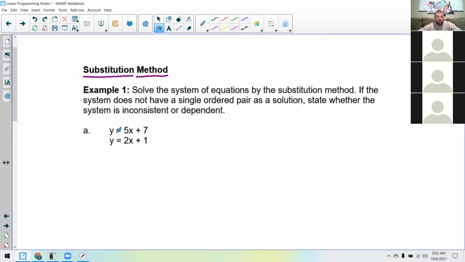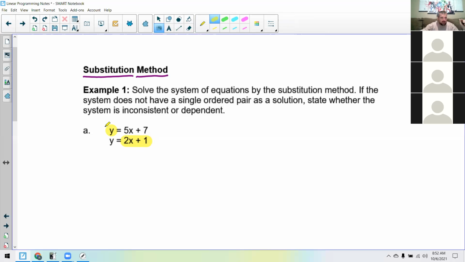So I have an equation y equals 5x plus 7 and y equals 2x plus 1. I can't solve the first equation because there's two variables. I can't solve the second equation because there's two variables. So what I'm going to do is take one of the equations where the variable is solved for, and take what that variable is equal to. In the second equation, I'm telling you y is equal to 2x plus 1. And I'm going to replace the y in the first equation with what it equals in the second equation.